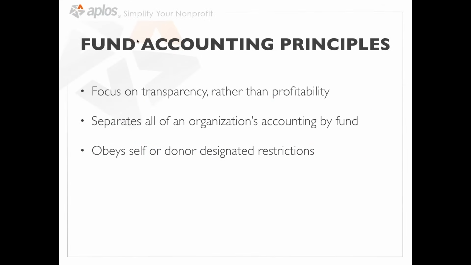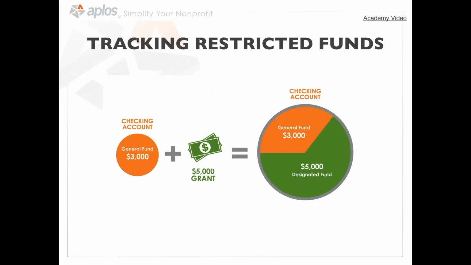A fund accounting system also obeys self or donor designated restrictions. So here's an example. Let's say you had a checking account with $3,000 in there, but then you applied for a grant, and that grant gave you $5,000. You go to the bank and deposit that check for $5,000. Now your bank says $8,000, but really you've got $3,000 for your own unrestricted purposes, your general fund, and you've got $5,000 that is set aside specifically for this grant. So in your checking account you have kind of a pie chart now, where you've got $8,000 total, but $3,000 of it is for what you want, and $5,000 is designated for something else.